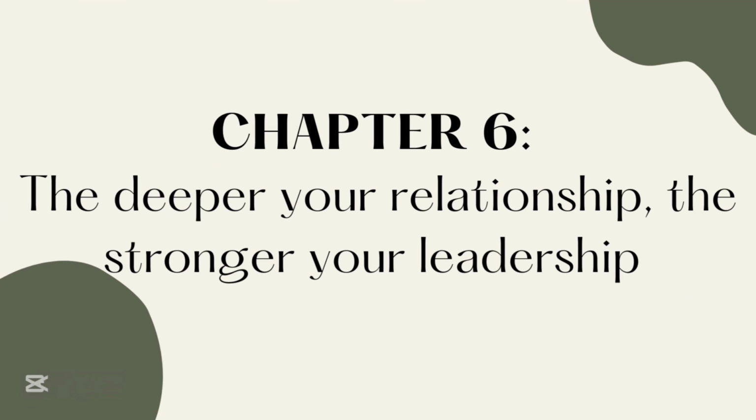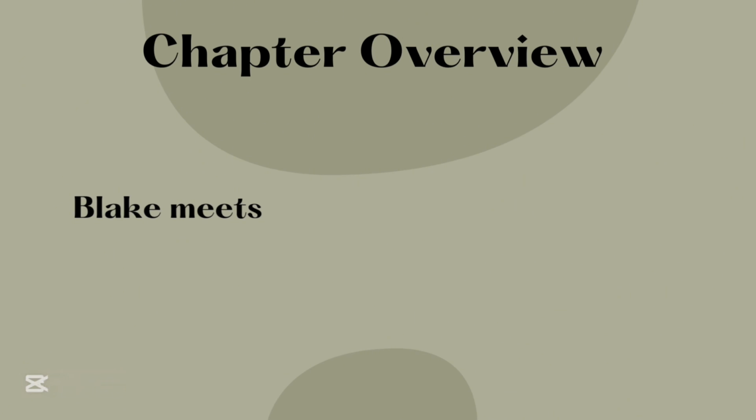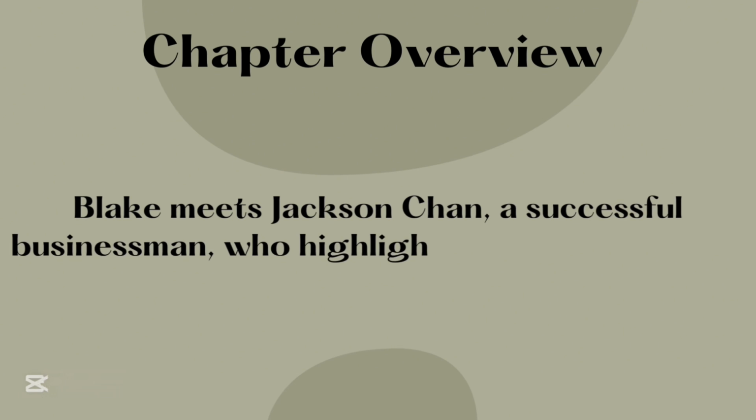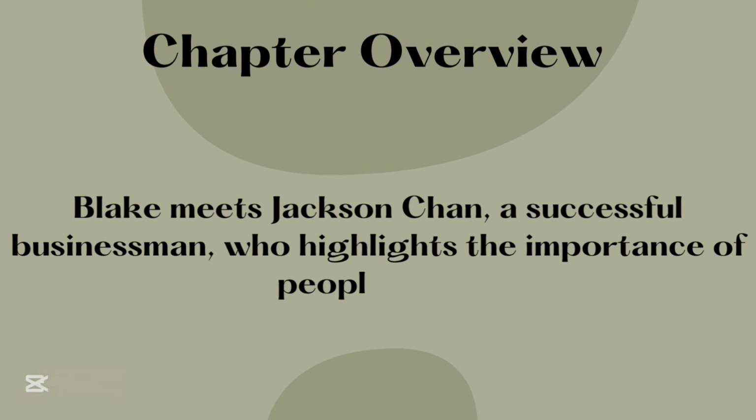Chapter 6. The deeper your relationship, the stronger your leadership. Blake meets Jackson Chan, the third leadership mentor, a successful businessman who highlights the importance of people skills. This chapter's main idea is that leadership is about connecting with others, not just about being the best at a task. It is about building strong relationships, because when you treat people with kindness and respect, everything around you and your society becomes better. It's about showing genuine appreciation, because people perform better when they feel valued. For example, a boss who knows employees by name and recognizes their hard work creates a better and more productive team.